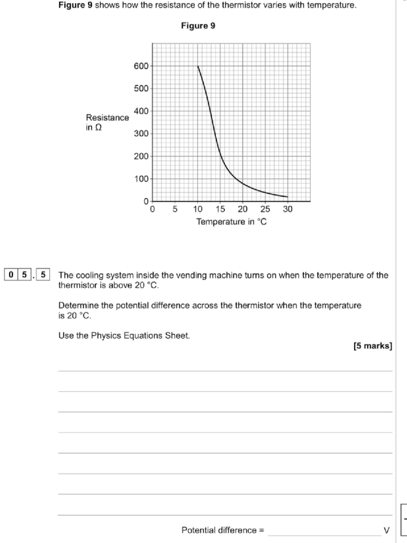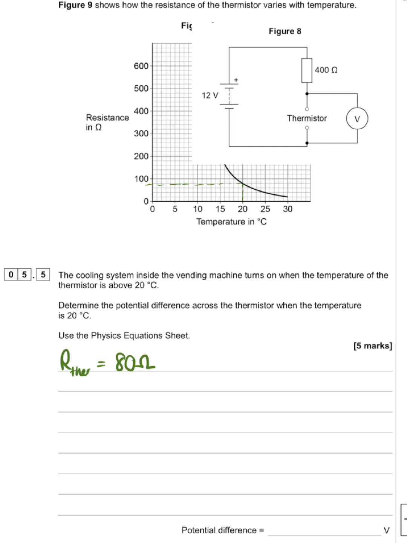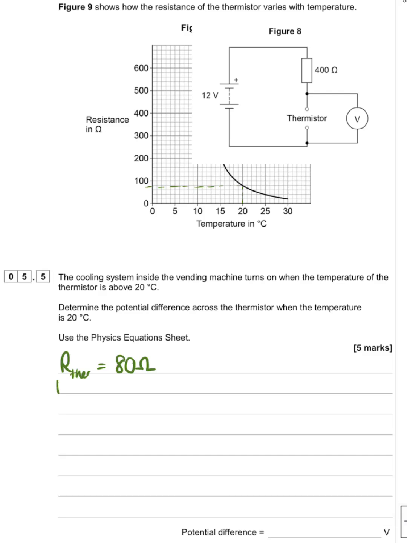The first thing to do is to identify, well, what is the resistance of our thermistor at 20 degrees? So we can use the graph to do that, and we can see that the resistance of the thermistor at 20 degrees is equal to 80 ohms. Now from that, if we look back at our circuit diagram, we can see that the resistance of the fixed resistor is 400 ohms. And therefore we can work out the total resistance in our circuit because we know that resistors in series add up. So the total resistance in our circuit will be 400 plus 80, which is 480 ohms.